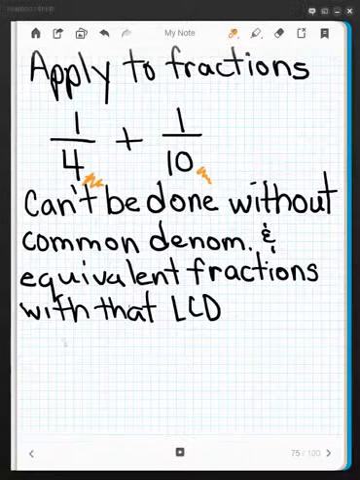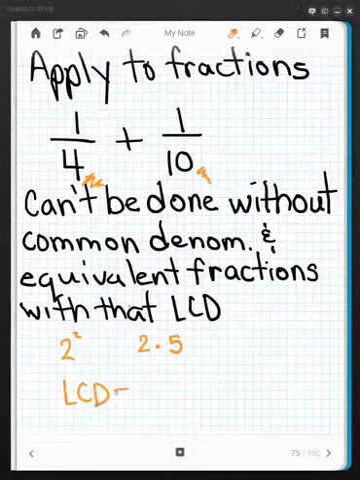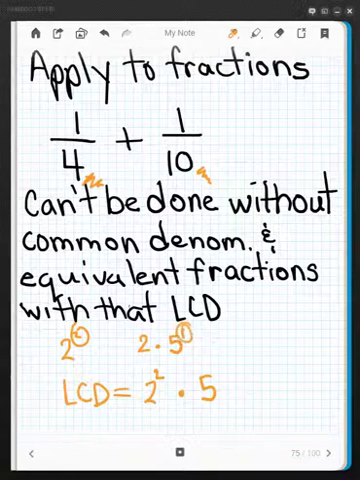Remember, if you've watched the Finding Least Common Denominators video, 4 is equal to 2 squared, and 10 is equal to 2 times 5, and our least common denominator, therefore, is going to be made up of the unique factors of 2's and 5's. 2's highest exponent is 2, and 5's highest exponent is 1, and now we have 2 squared times 5, which is 20.